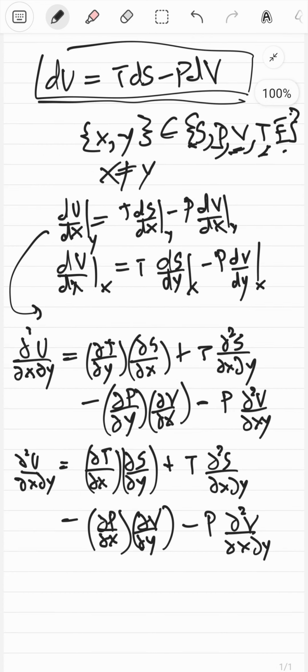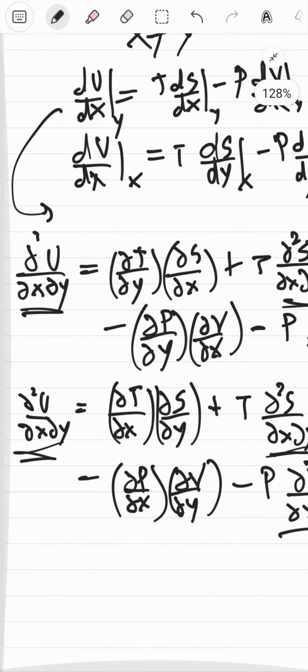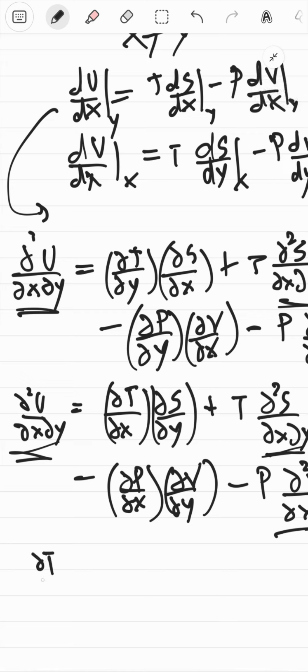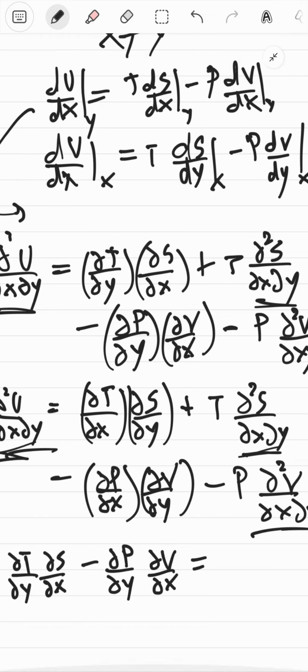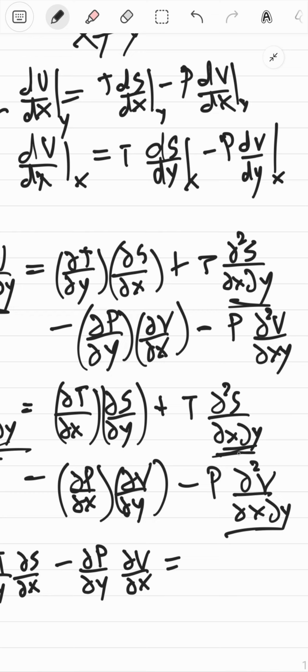Now, why did I do all of this stuff? Notice that these terms, the double derivative terms, are the same, obviously. So what we can do is just subtract these two equations, and so what you will basically get is something like partial t upon partial y, partial s upon partial x, right? And then this term, so minus partial p by partial y, partial v by partial x, that's equal to, once again this term is gone, and this term is gone, this term is gone, so you just have these two remaining, so you just have partial t by partial x, partial s by partial y.